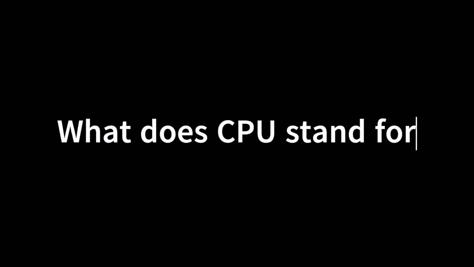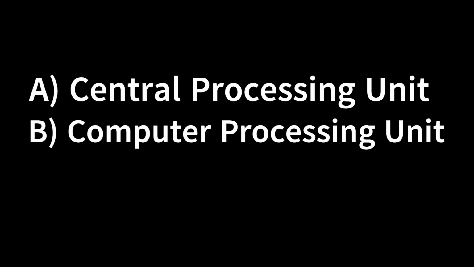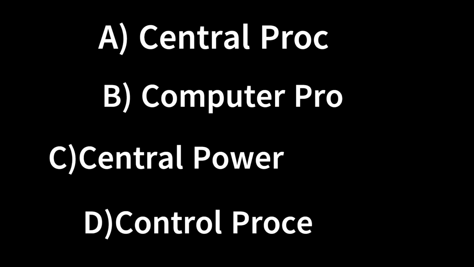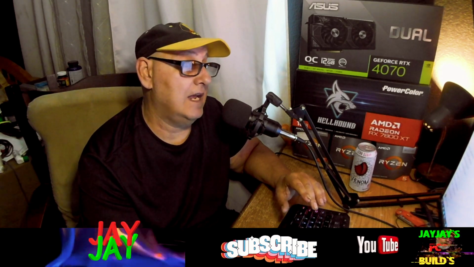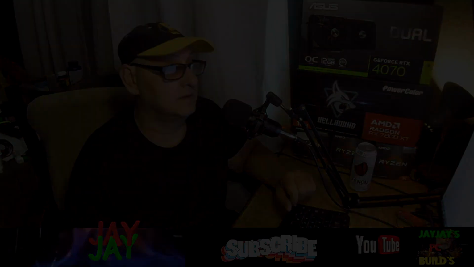What does CPU stand for in computing jargon? Is it A, Central Processing Unit, B, Computer Processing Unit, C, Central Power Unit, or D, Controlled Processing Unit? Stick around to the end and get the answer right here on JJ's PC Builds.